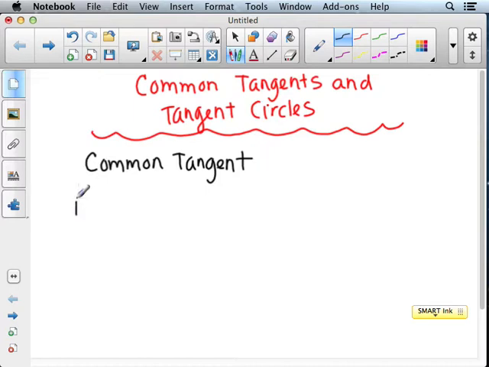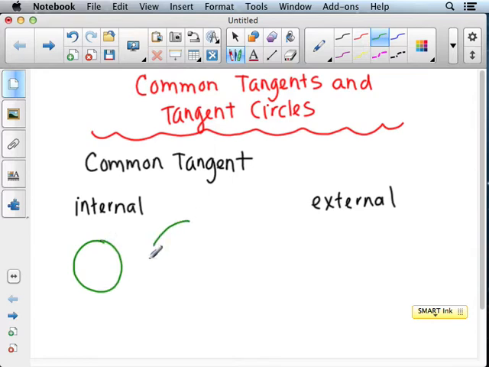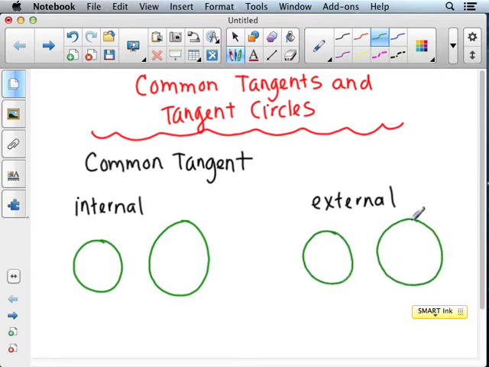So internal and external. Now, first I'm going to show you some internal common tangents, and then some external common tangents. So let's say this is the center here, and this is the center here. A common tangent, first of all, means that it's a tangent for both circles.